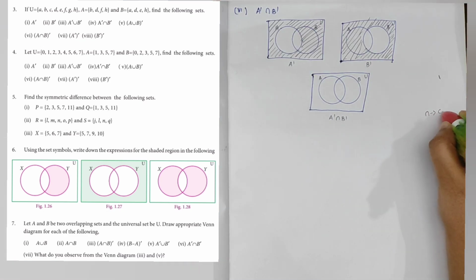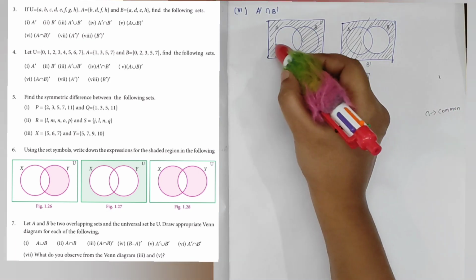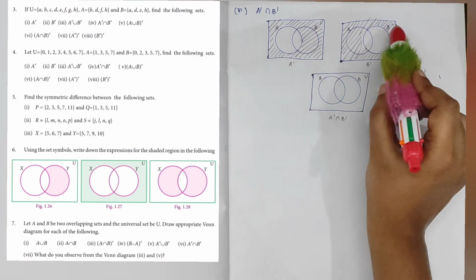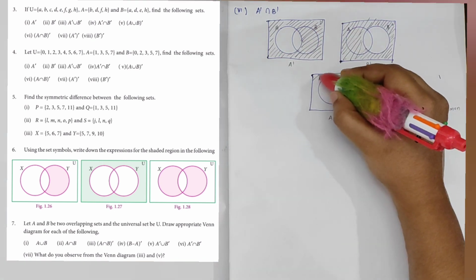So, intersection means you have to see only the common part. So, what is common in both the diagrams? The outer region is shaded in both the diagrams, isn't it? So, shade only the outer region.